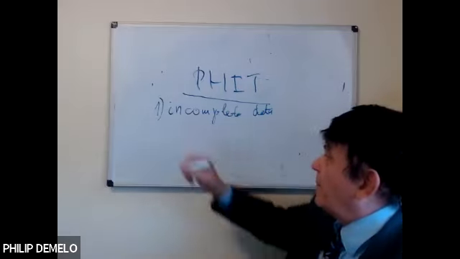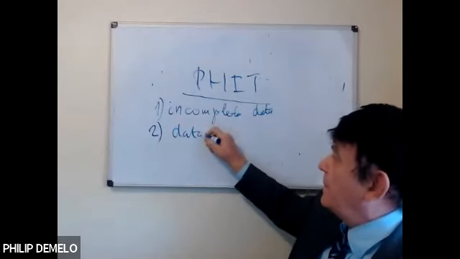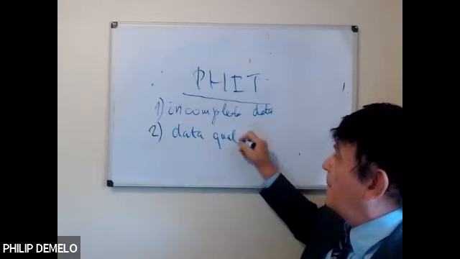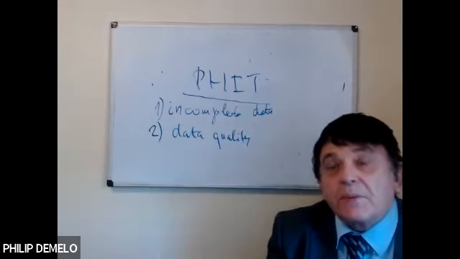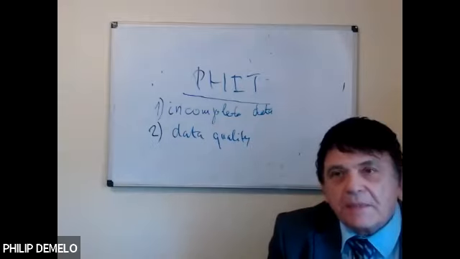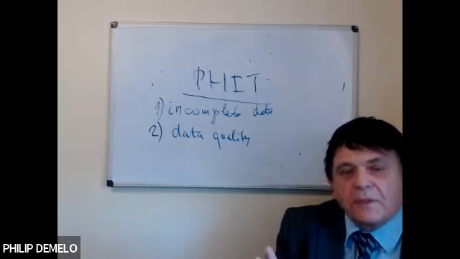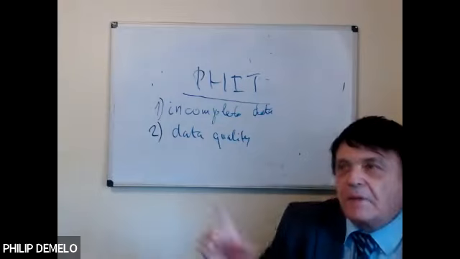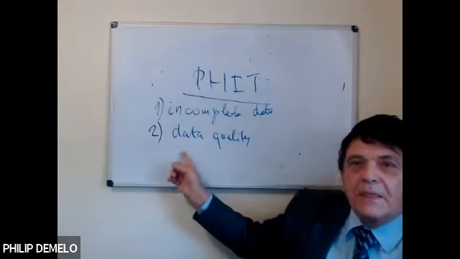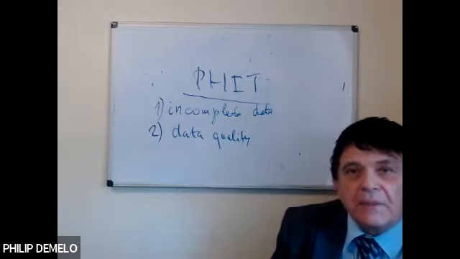Second is data quality. In computer science, there is a theorem that says that no matter what kind of algorithm you are using, it can be very powerful, but if the data quality is poor, you will never get an accurate result.